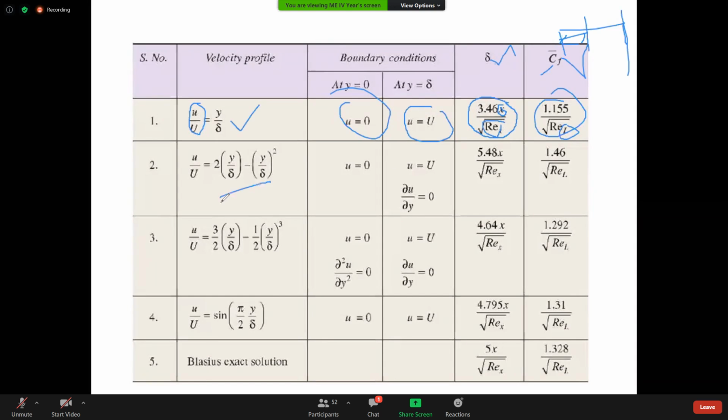If I use a profile like this, if they use a profile with the help of sine, then these are the boundary conditions you are supposed to use, and I get the varying delta values.